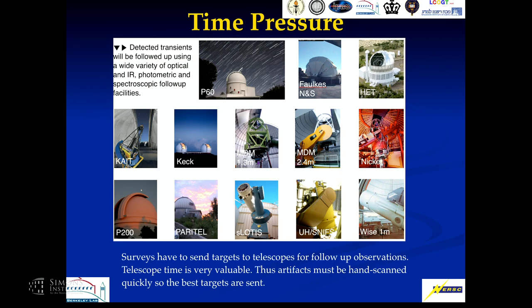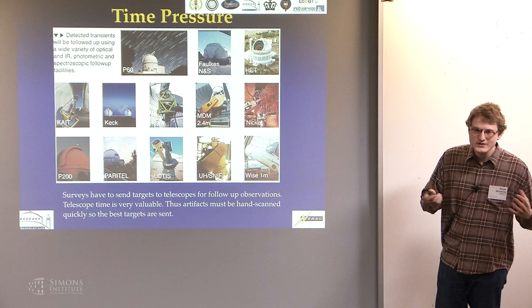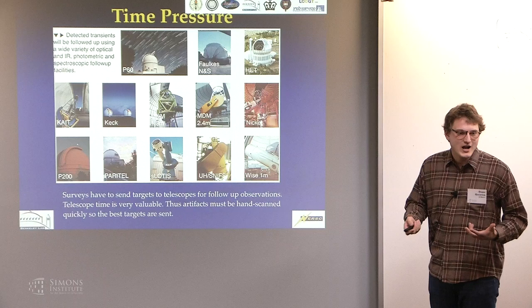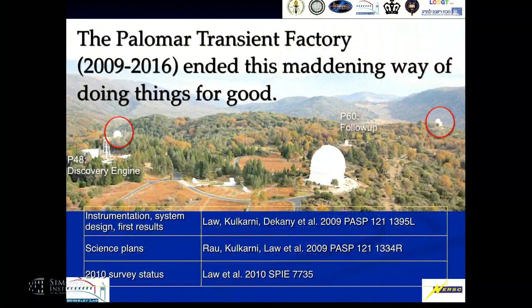And so, to make sure that we really get the best return on our investment with this time, we need to make sure that the targets that we're sending to these telescopes are actually good, and that we've gone through this whole list of spurious detections and made sure that we've really found all of the objects that are actually scientifically real and astrophysical, and sent the best ones off to go be looked at in more detail. And so the Palomar Transient Factory, which Peter described, was really the survey that kind of ended this insanity for good. So this was when things really changed.